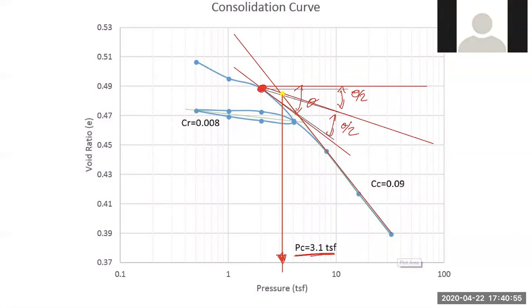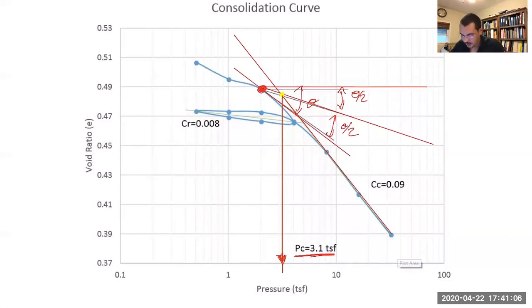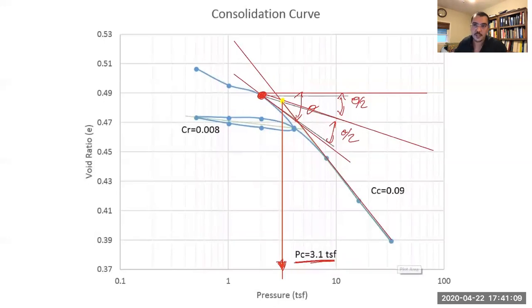It's the same kind of thing that we did in the C sub V, except it's easier here because you don't have to do this delta and add and come back. It's a straight horizontal line. You look at the curve and see where this maximum curvature is. You draw a horizontal line. You draw a tangent to that curve at that point. You bisect it, and then you go from the bottom end of the curve up to the bisector where that intersects. That's the pre-consolidation stress.